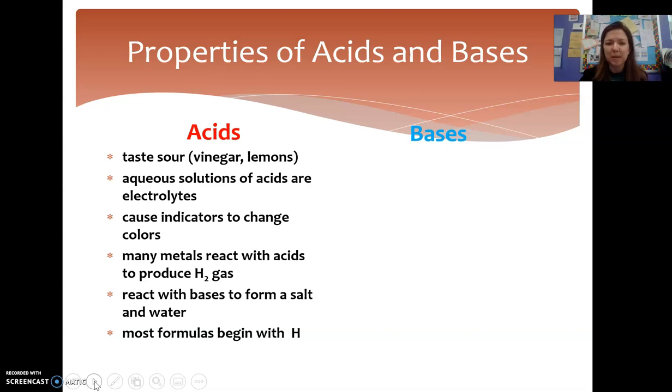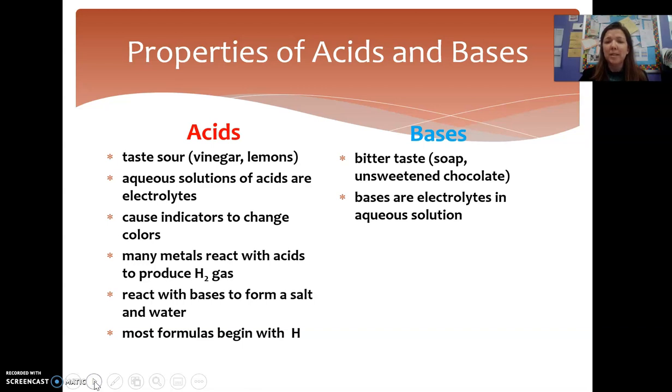Let's move on to bases. All right, bases are bitter. They taste bitter. An example of a base would be soap, or even unsweetened chocolate, not dark chocolate, but unsweetened chocolate. It's really gross. Bases are electrolytes also in aqueous solutions. Bases also cause indicators to change colors, just not the same color that an acid would turn an indicator. Bases are slippery. Again, soap is a classic example of a base. That's probably a quiz question, okay?